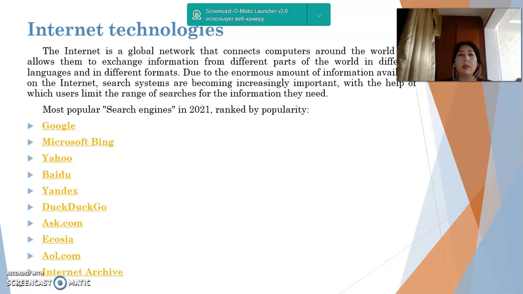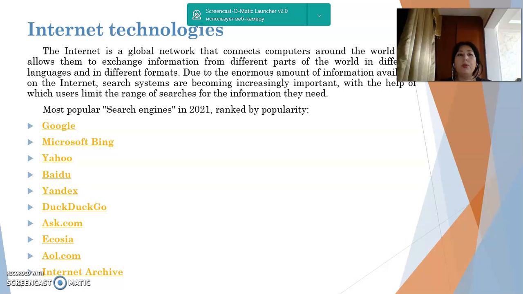Talking about internet technologies, it's important to say that the internet is a global network that connects computers around the world and allows them to exchange information from different parts of the world in different languages and in different formats. Due to the enormous amount of information available on the internet, search systems are becoming increasingly important, with the help of which users limit the range of searches for the information they need.